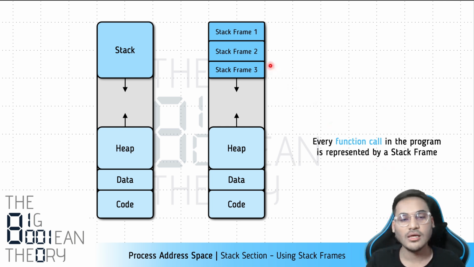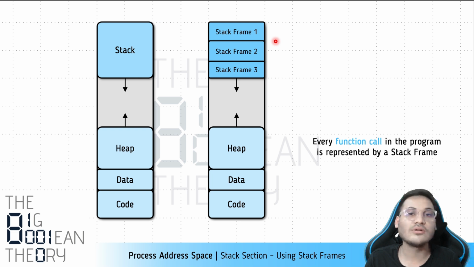As you can see in this example, let us say there is a program where we have three function calls. Function one calls function two, which calls function three. And for every function call, we have a stack frame. So what is a stack frame? Basically, you can think of the stack frame as a data structure which contains all of the relevant pieces of information that is necessary to describe a function call.